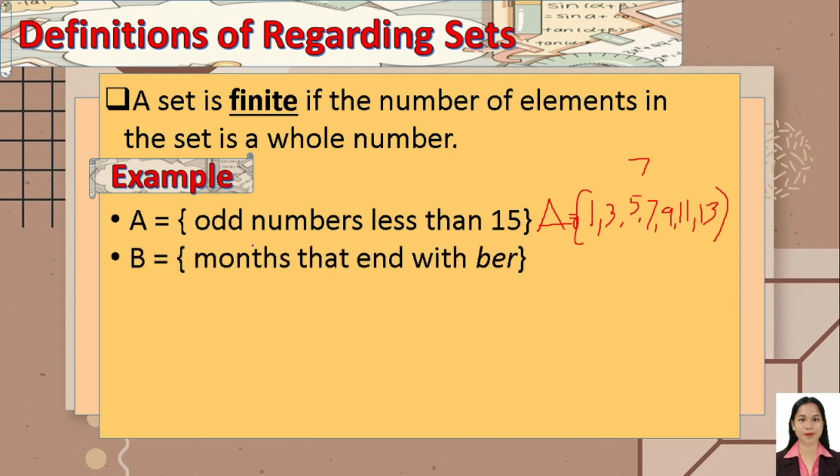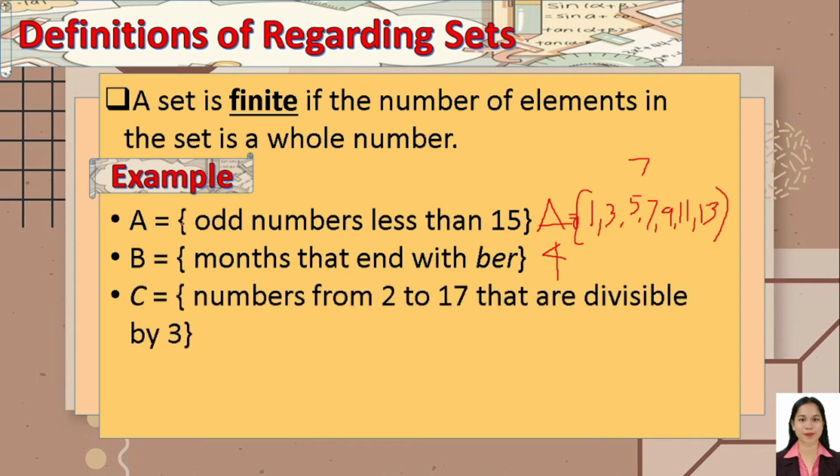Next is months that end with ber. So, how many or what are the months that end in ber? So, we have here September, October, November, December. So, there are 4 number of elements or 4 months that end with ber. So, ibig sabihin, ilan lang yung number of elements we have here? 4. And 4 is a whole number. Therefore, set B is a finite.